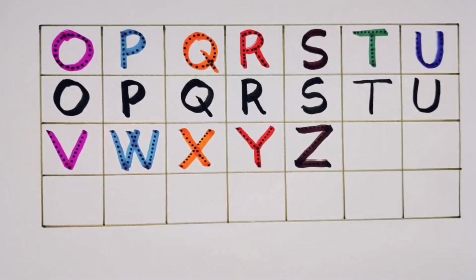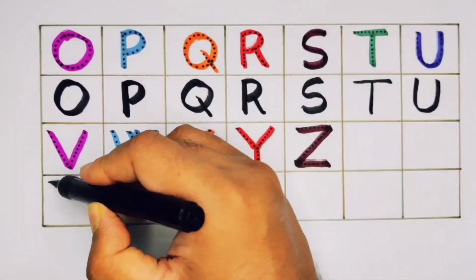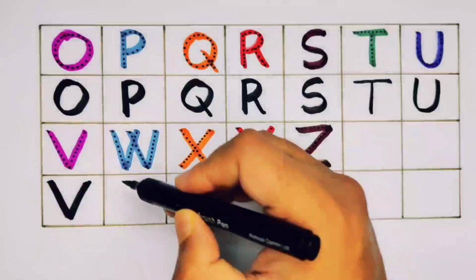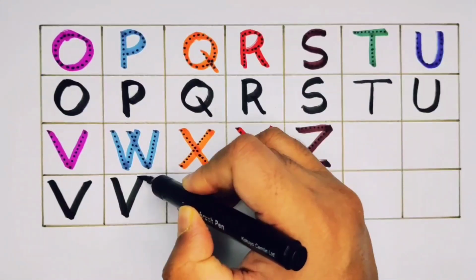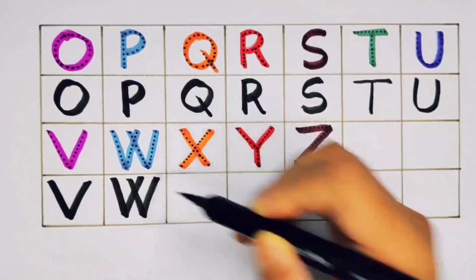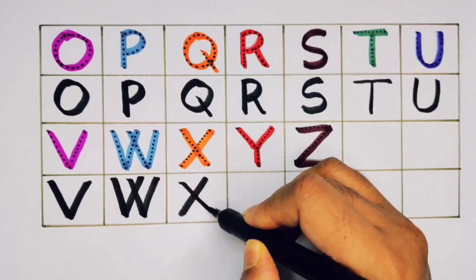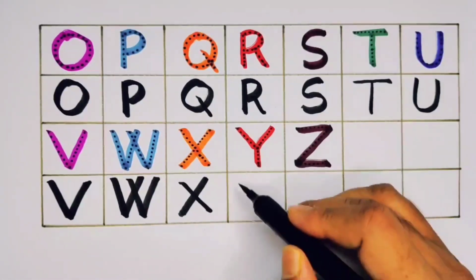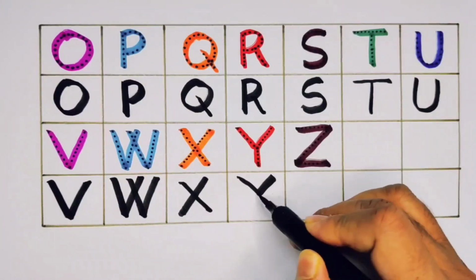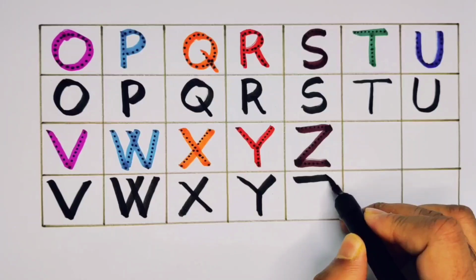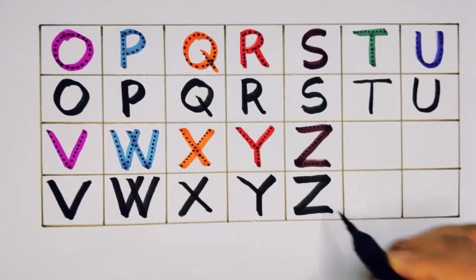We repeat again. V. V for van. W. W for watermelon. X. X for Xmas tree. Y. Y for yak. And Z. Z for zebra.